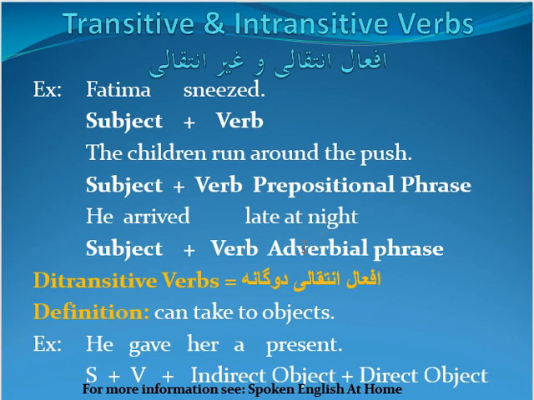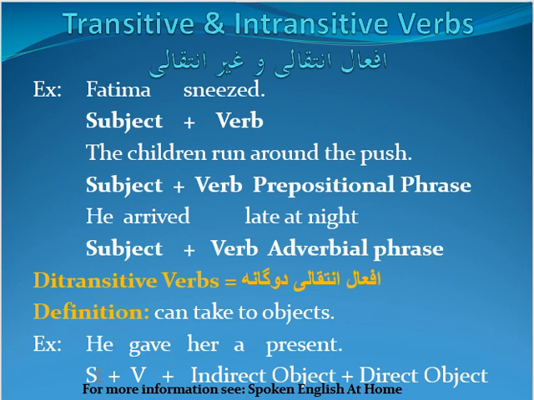Simply we can say this is an adverb, adverb of time. So we have some other verbs which should be followed by two objects, which means direct and indirect objects. They are called ditransitive verbs, or افعال انتقالی دوگانه. What is the definition? They can take two objects. It means they can take direct and indirect objects, such as: he gave her a present.